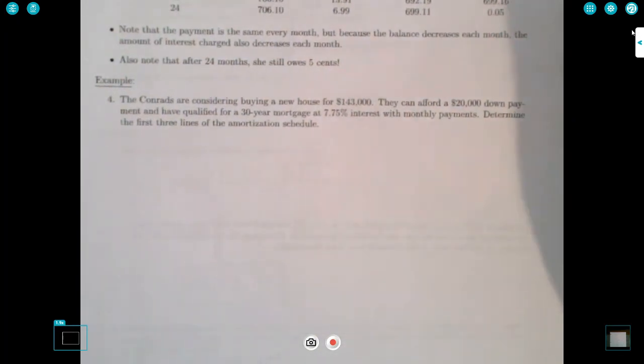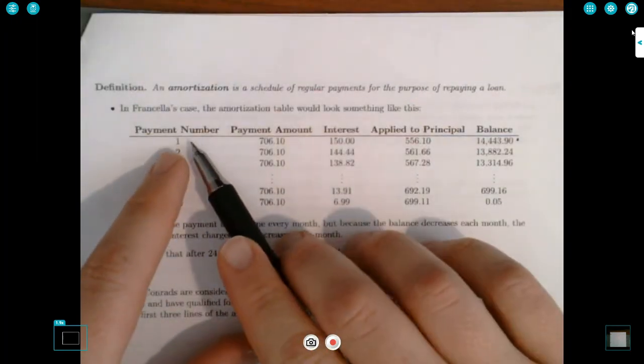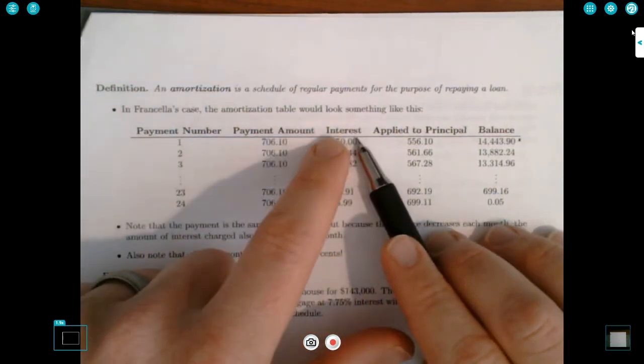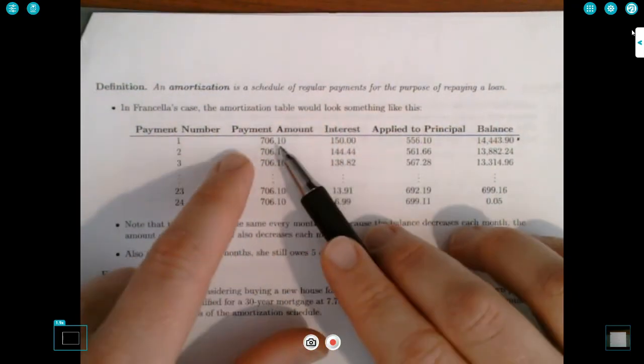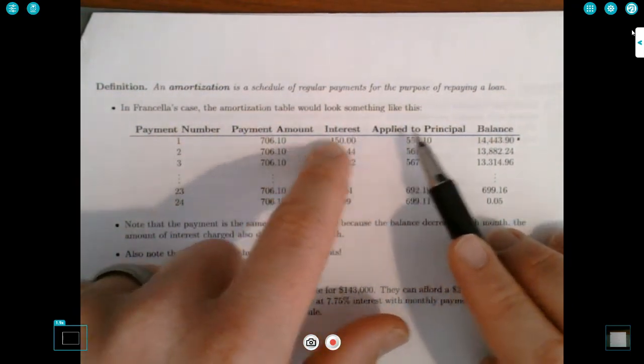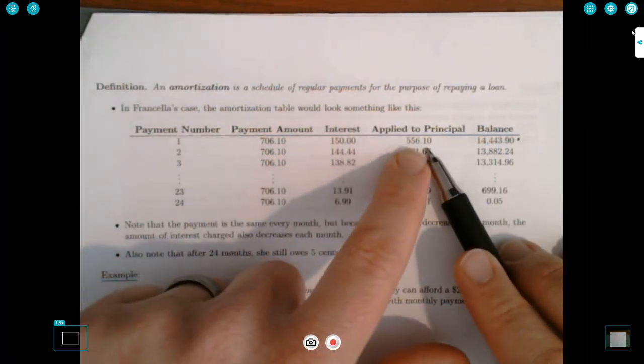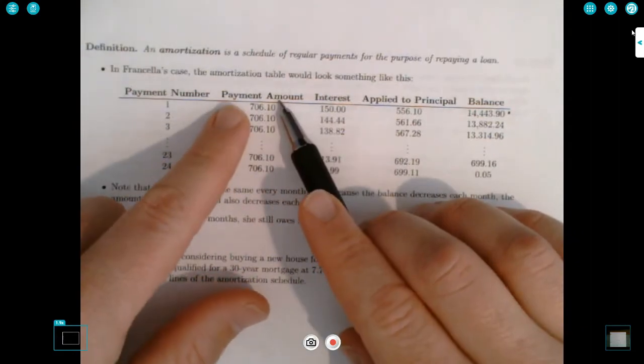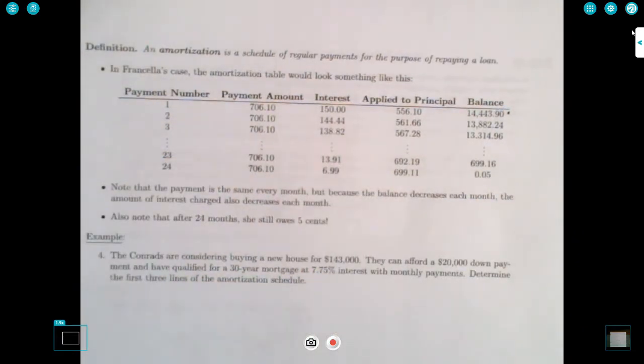Okay. So your amortization table needs to include payment number, payment amount, interest, the amount of the payment that goes towards interest, the amount of the payment that goes towards paying off the principal, and then the balance. So the first thing we should probably figure out is what the payment amount is going to be.